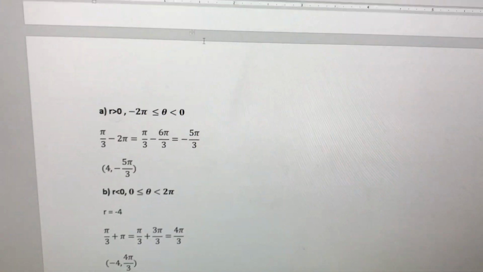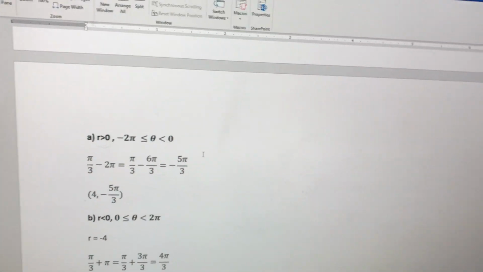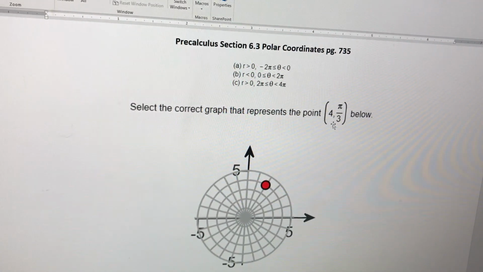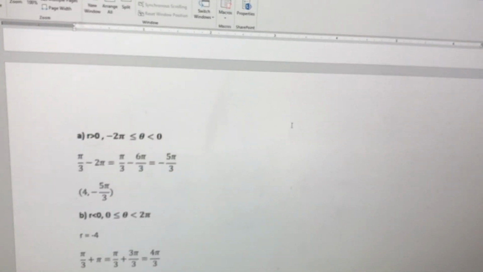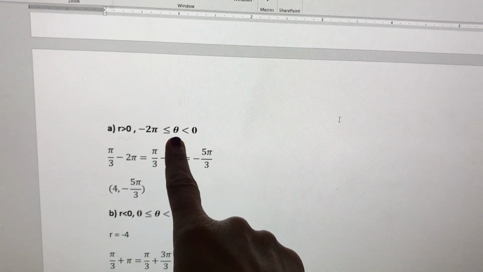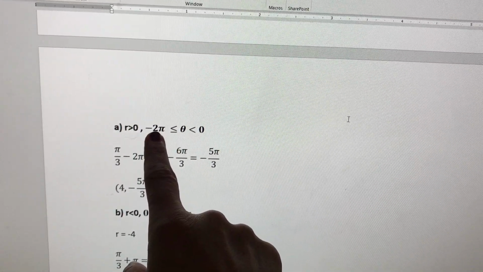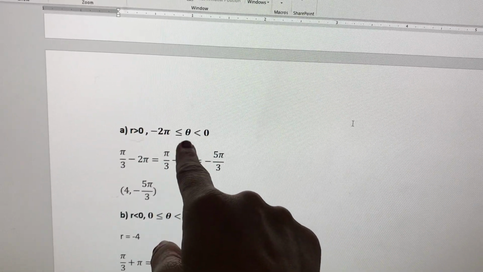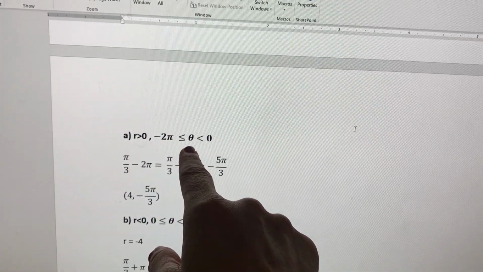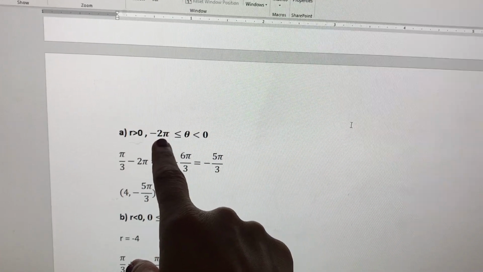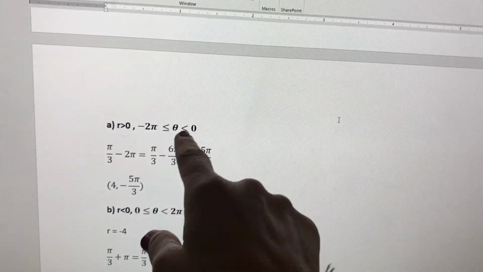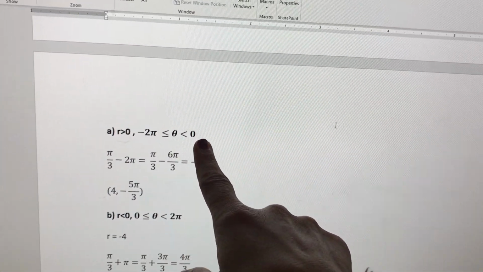So here, R is greater than 0. So R remained the same. That was 4. R remained the same. But they wanted that angle to be, wait a minute, they wanted that angle to be greater than or equal to -2 radians, but less than 0.